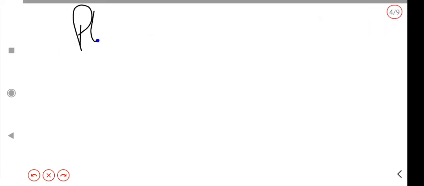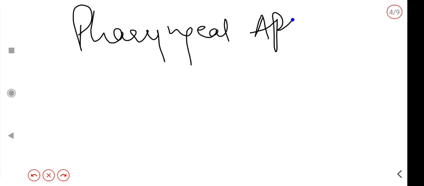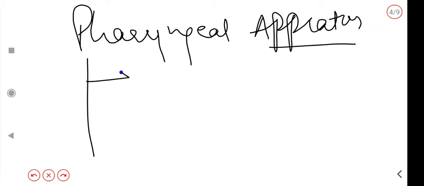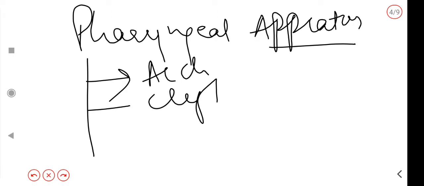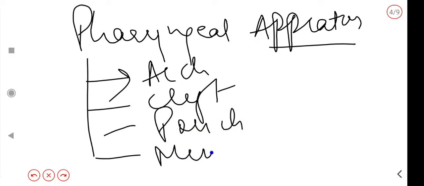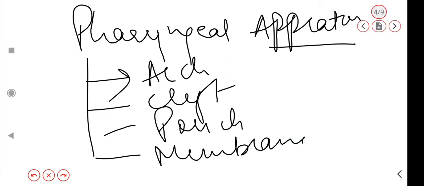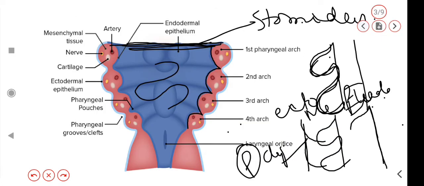The term is pharyngeal apparatus. Pharyngeal apparatus is formed by pharyngeal arches, pharyngeal cleft, pharyngeal pouch and pharyngeal membrane. If we see in this diagram, this whole portion, this shaded portion forms the pharyngeal apparatus.